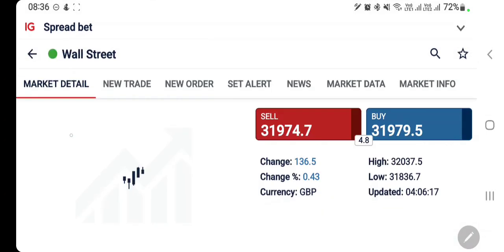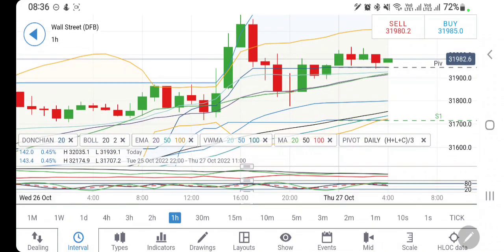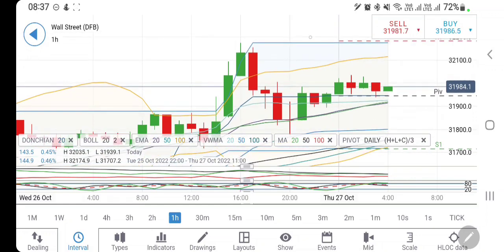Now let's have a look at Dow Jones trading at 31,980. Look at the hourly charts on US30. Series of consolidation candles. Breaking below 31,900 this time, stay short. Below 900, you can expect the next destination is going to be 31,800 and 31,700 levels. Below 31,700, only then can you expect the bearishness to be there.